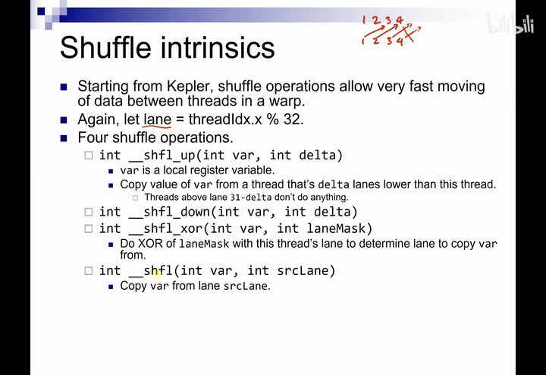And then lastly, the shuffle operation. We actually saw this for the filtering function. The shuffle operation is going to take this register var, and it's going to copy it over from whatever the source lane is. So if all the threads have the same source lane, then this is equivalent to a broadcast of this value var from the source lane to all the threads within the warp.